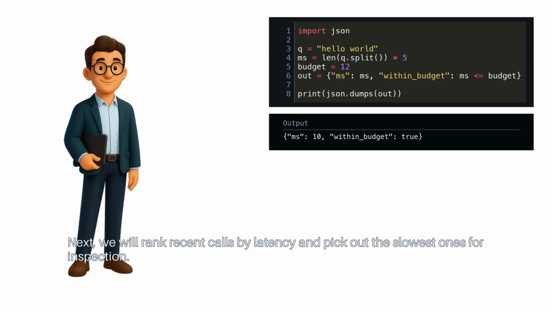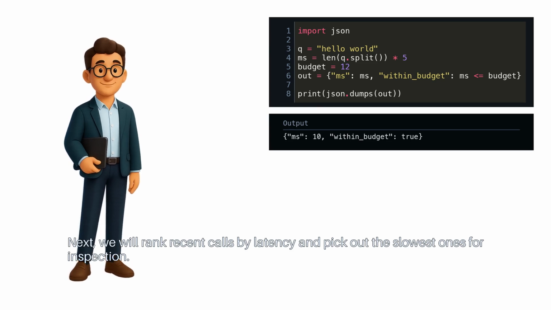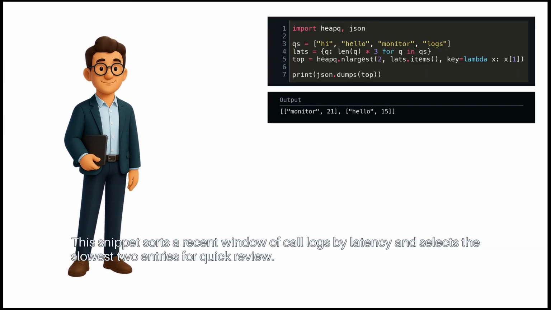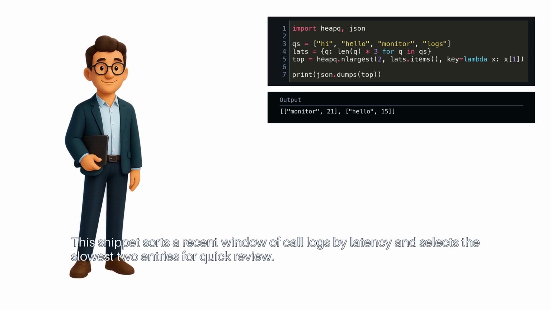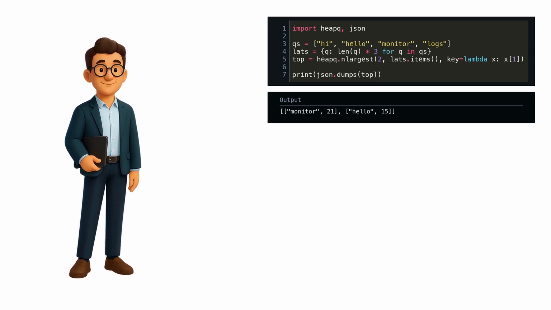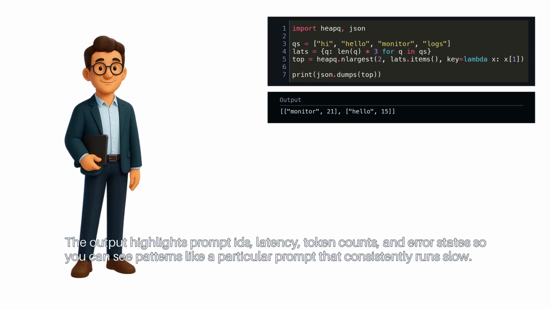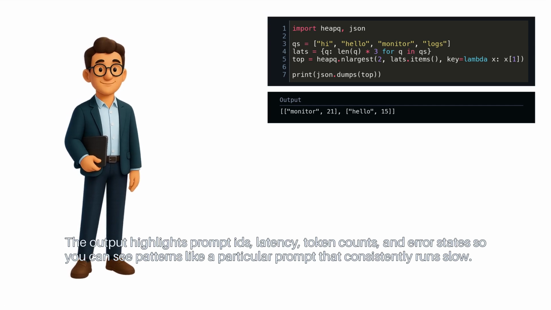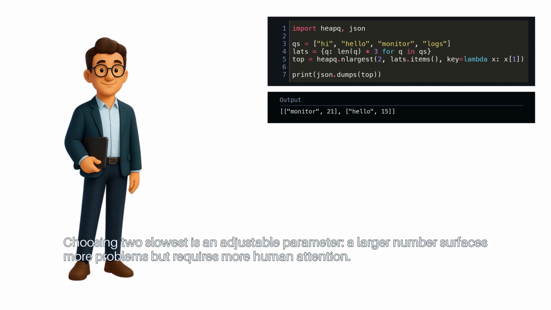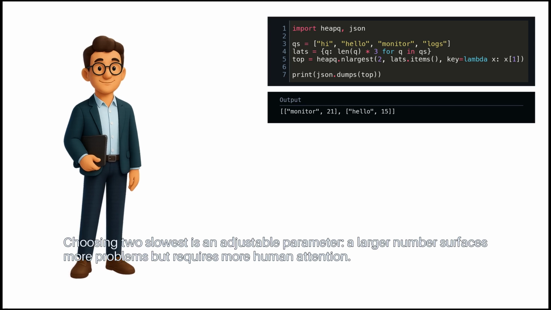Next, we will rank recent calls by latency and pick out the slowest ones for inspection. This snippet sorts a recent window of call logs by latency and selects the slowest 2 entries for quick review. The output highlights prompt IDs, latency, token counts, and error states, so you can see patterns like a particular prompt that consistently runs slow. Choosing 2 slowest is an adjustable parameter.